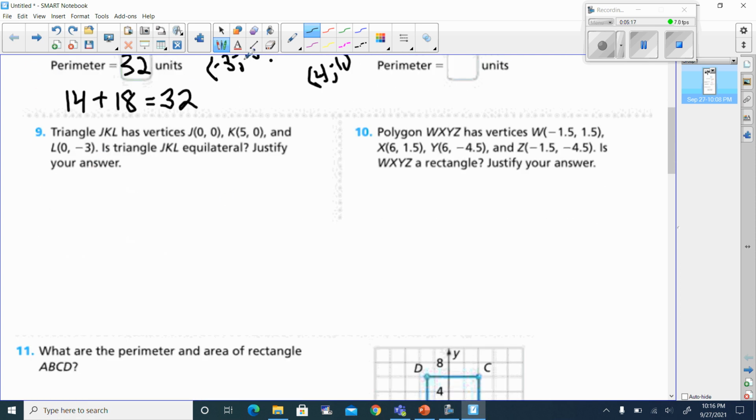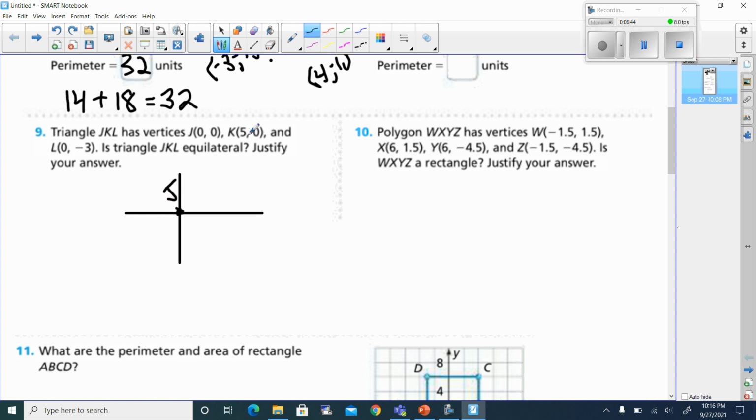This time we're dealing with a triangle. And it has vertices of 0, 0. So vertices are the corners of the triangle. So one is at 0, 0. So if we have our coordinate plane here, we got one at 0, 0. That's J.